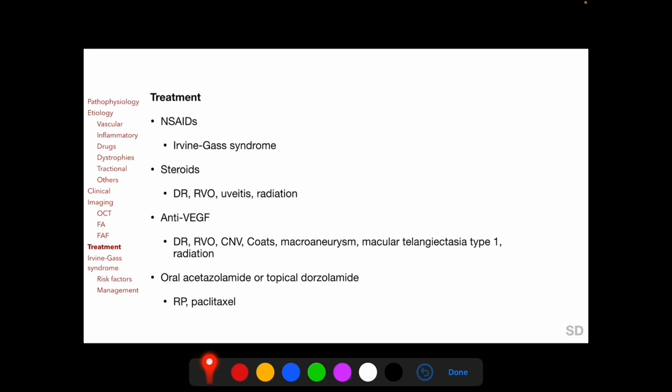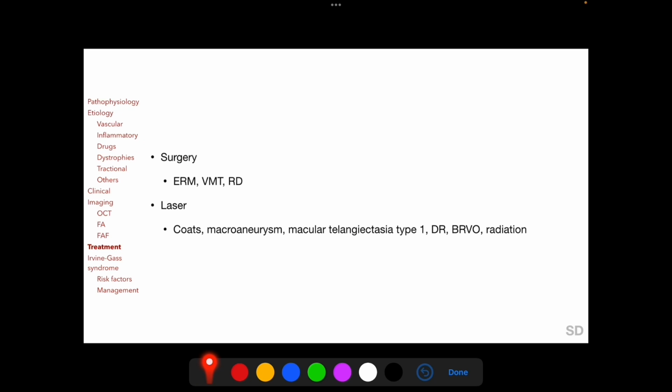Oral acetazolamide or topical dorzolamide can also be used to treat CME, particularly that due to retinitis pigmentosa, and surgery is required for CME induced by epiretinal membrane and vitreomacular traction, and also for retinal detachment in which the detached retina may have cystoid macular edema. Laser photocoagulation is also indicated for Coats disease, macroaneurysms, macular telangiectasia type 1, and also for diabetic retinopathy, branch retinal vein occlusion, and radiation retinopathy.